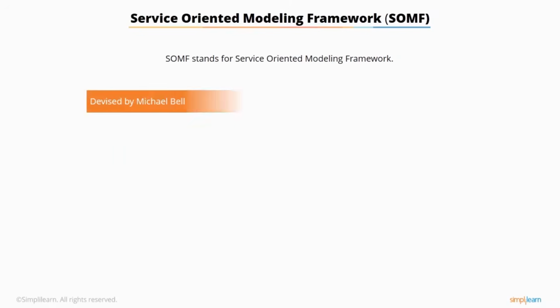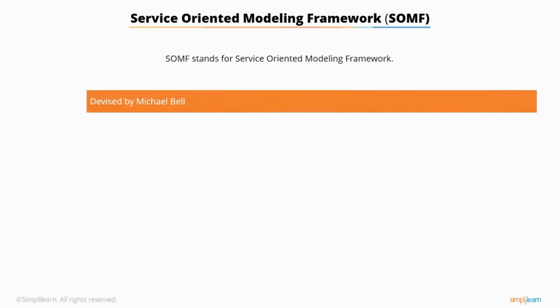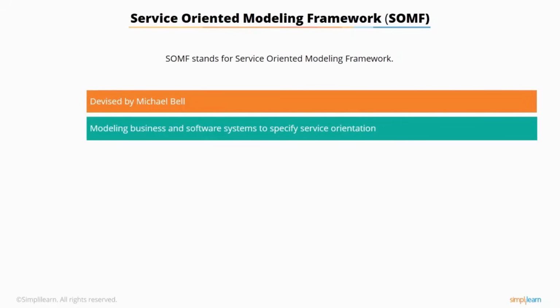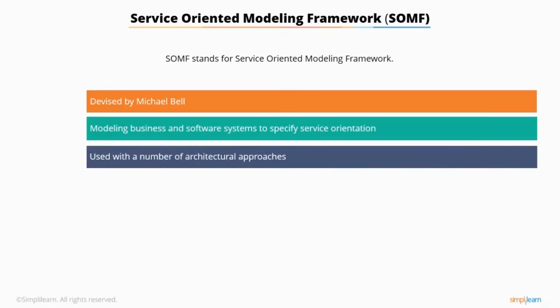A third model you might consider, devised by Michael Bell, is the Service-Oriented Modeling Framework, often simply called SOMF. It allows you to model business and software systems to specify service orientation. In other words, we look at what services the business provides, what services specific systems within the business provide, and that perspective allows us to better understand the business itself. It can be used with any number of architectural approaches. In other words, you could combine it with the Sherwood model we just looked at.